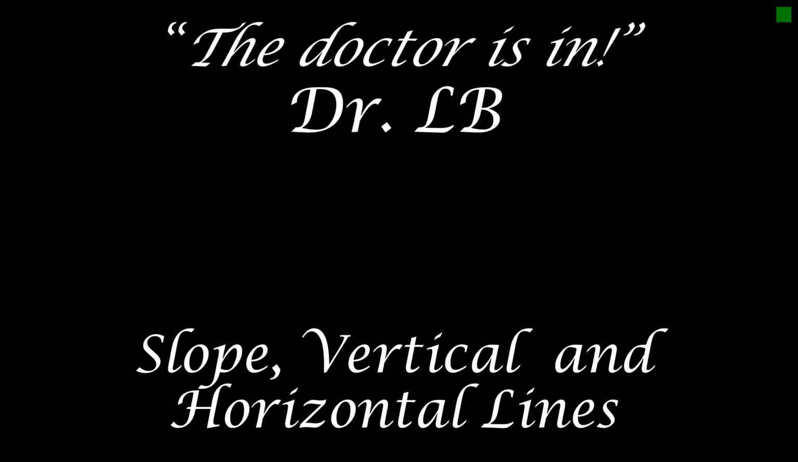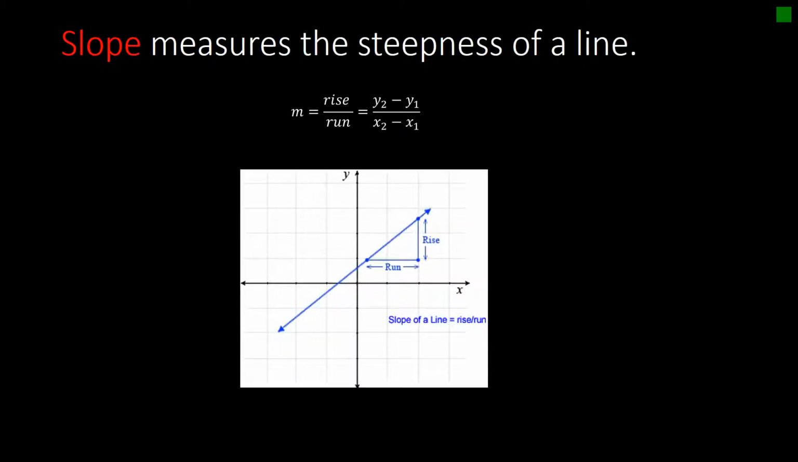Today, we take a look at slope, and we take a look at vertical lines and horizontal lines. Slope measures the steepness of a line. If you have 2 points, let's call one x1 and y1, and another point x2 and y2, then we can find the slope by y2 minus y1 divided by x2 minus x1.